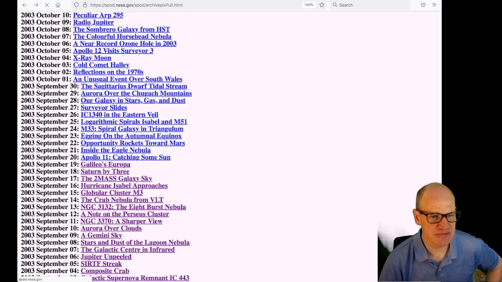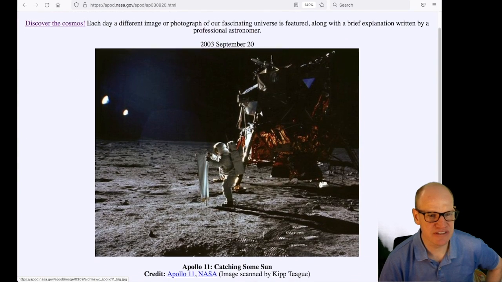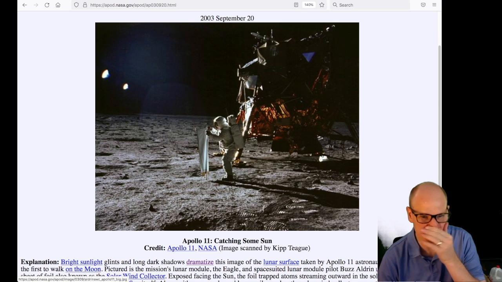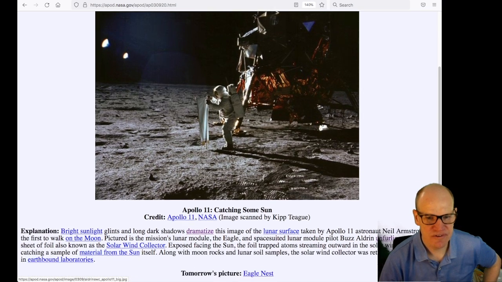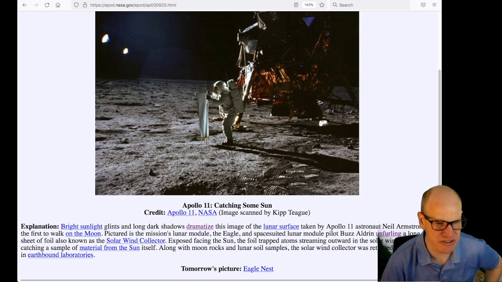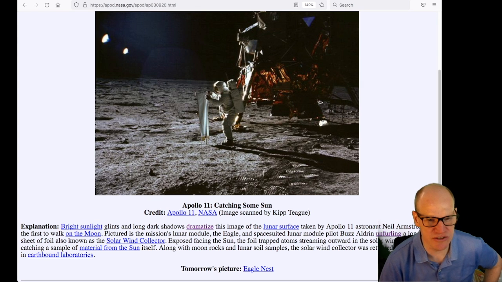Apollo 11 catching some sun. Lots of sun. This is where they're planting the, whatever that is, the pièce de résistance. Image of the lunar surface taken by Apollo 11. Neil Armstrong, the first to walk on the moon, pictured is the mission's lunar module, the Eagle, and spacesuited lunar module pilot Buzz Aldrin, unfurling a long sheet of foil known as the solar wind collector.